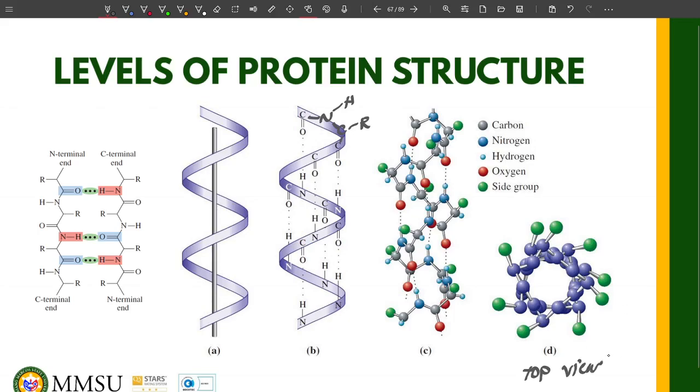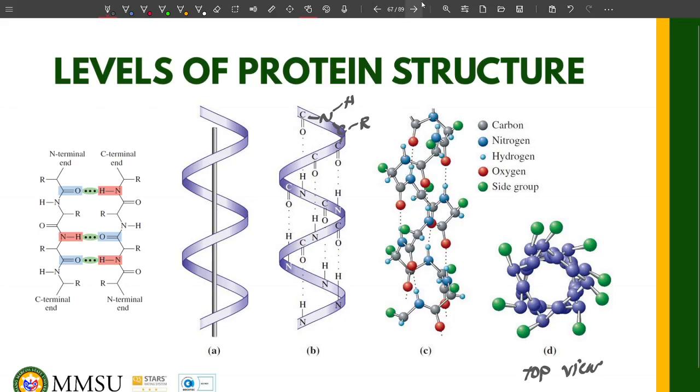So, makikita nyo na lahat ng mga color green dito are your alkyl group. So, palabas silang lahat. And then, yung C double bond O mo and yung NH mo is either pataas or pababa siya. Ayan yung hydrogen bond mo. You have another one there. So, yan yung sa alpha helix, secondary structure.